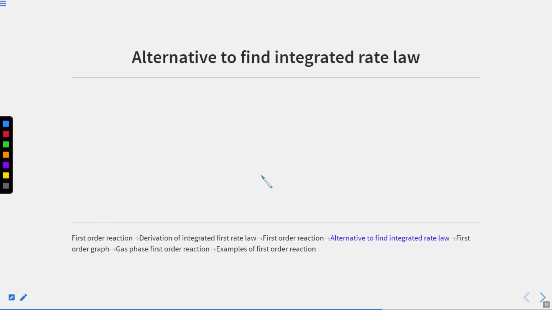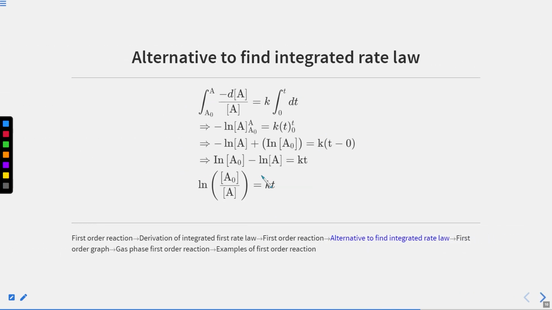Now I've put up an alternative method, a simple method for this. No rocket science, very easy to calculate. First of all, take your differential rate law. Take two limits. At time t is equal to 0, the concentration is A naught, and at time t is equal to t, the concentration is A. Integrating between limits, this minus dA by A will give us minus ln A is equal to kt. Further, we are subtracting ln A minus ln A naught.